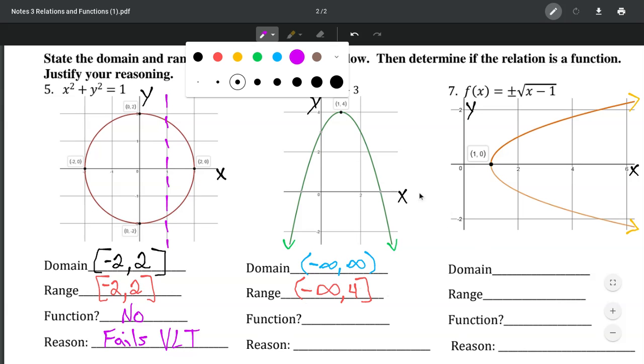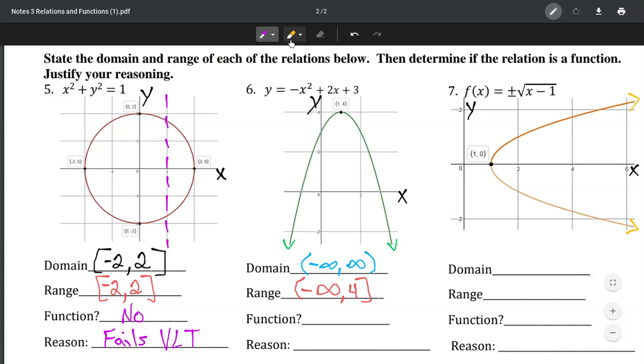Since we cannot equal negative infinity, we use parentheses there, but 4 we can equal, so we'll use a bracket here. With the way this graph is drawn, you can try to draw a vertical line anywhere, but what you're going to notice is that as you draw vertical lines, such as this one, it only touches the graph in one location, so that is no issue. You can try another vertical line over here, but this only touches our green graph in one location. You can keep trying, but there's no place on this graph where a vertical line will touch it twice.